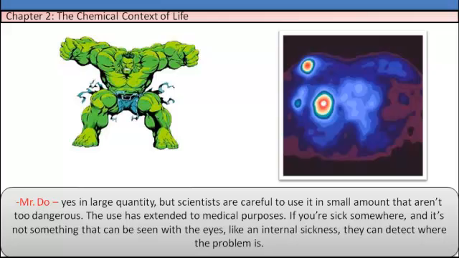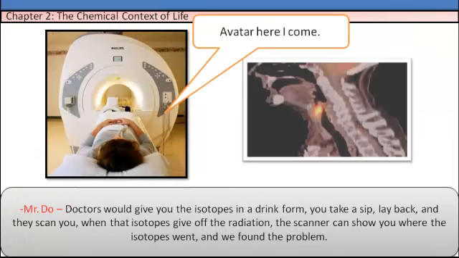If you're sick somewhere and it's not something that you can see with the naked eye, like an internal sickness, they can detect where the problem is. Doctors would give you isotope in a drink form. You take a sip, lay back, and then they scan you. When that isotope gives off the radiation, the scanner can show you where the isotope went. And we found the problem.